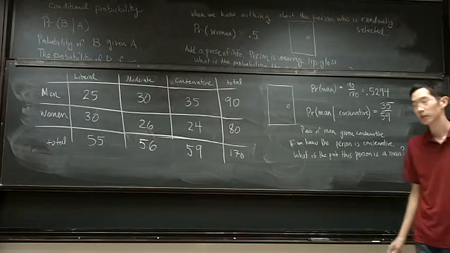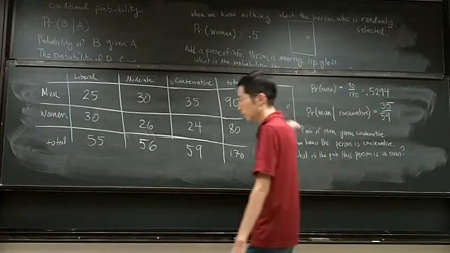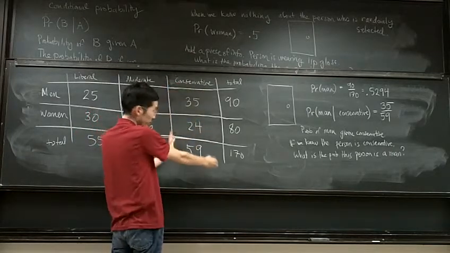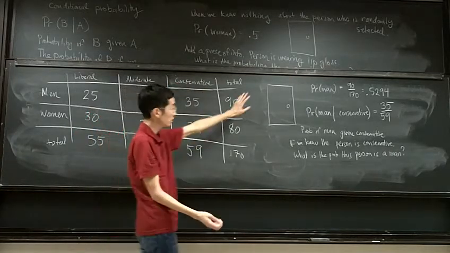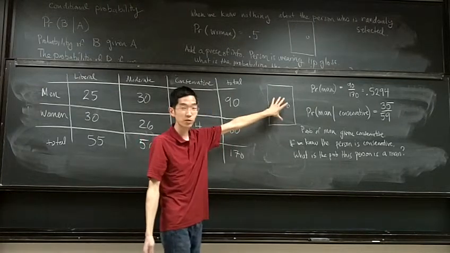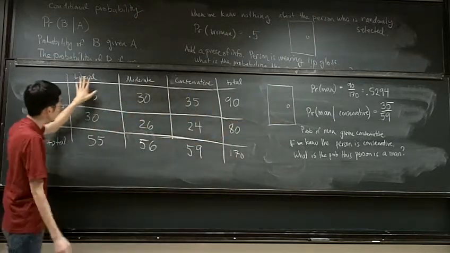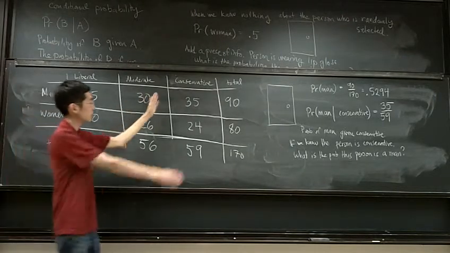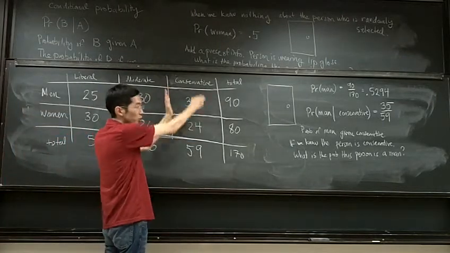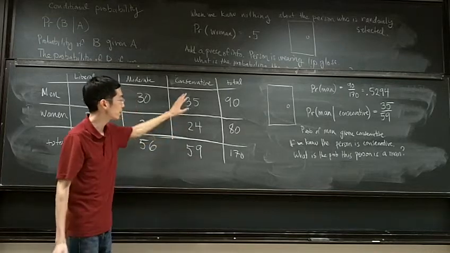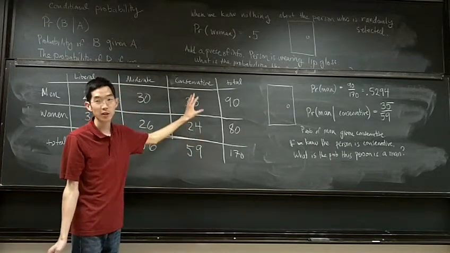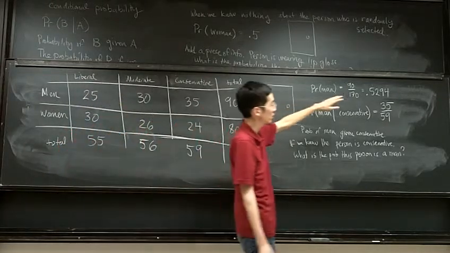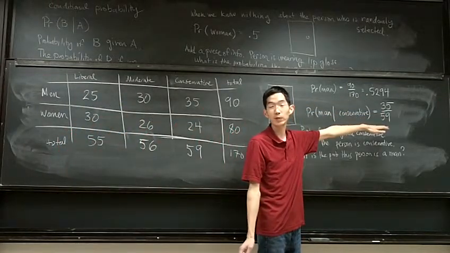How did I get that? Okay. Well, we're saying we know that this person is conservative, so we are limiting ourselves just to people in this column. If I say the person behind this door is conservative, we know it cannot be any of these people who identify themselves as liberal or moderate. So we are limiting ourselves to just these 59 people, and of those 59, how many are men? 35 of them. So our answer is 35 divided by 59.